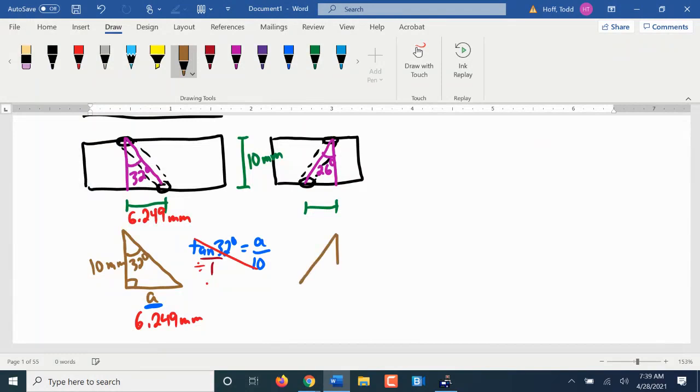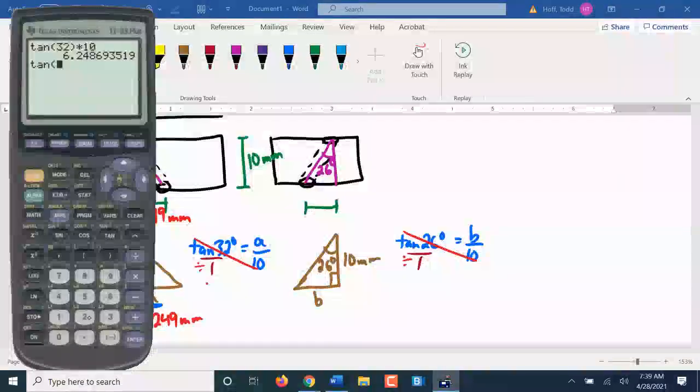This triangle over here, I'll call this dimension B. This is 10 millimeters. 26 degrees. How do we find B? Same thing. Tangent of 26 degrees equals B over 10. That over 1, and we'll cross multiply and divide. Tangent of 26 times 10 divided by 1, 4.877.